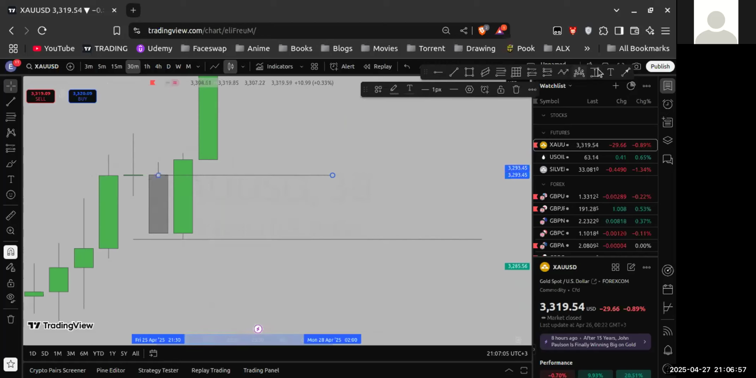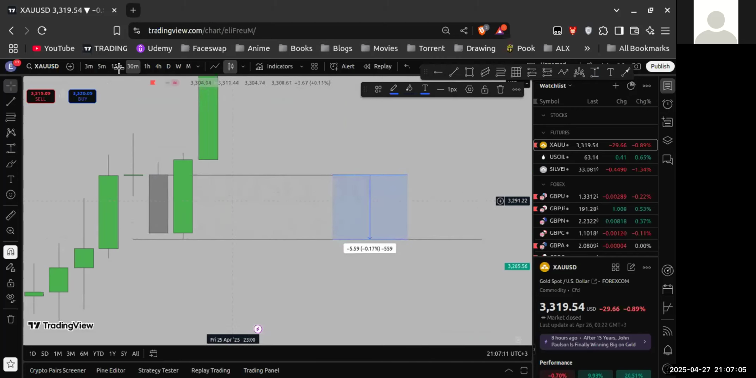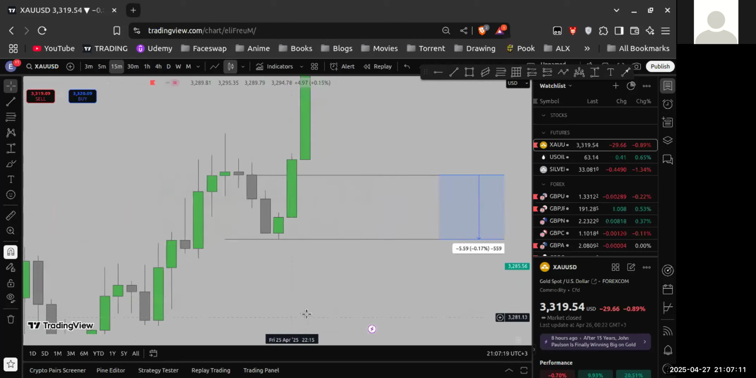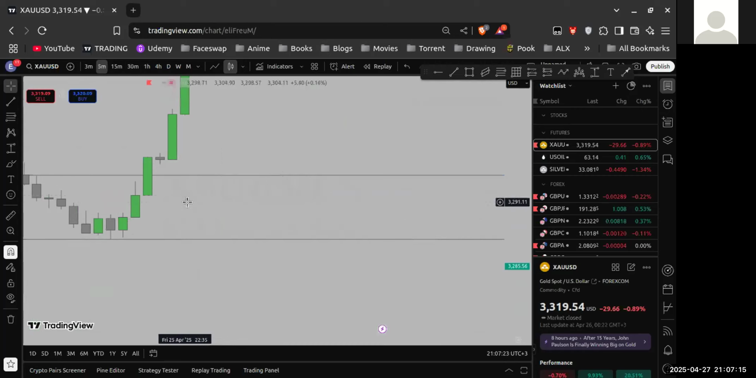I don't even know how many pips these are. Okay, this is 50 pips. We can refine it some more. Let's go to a lower time frame. If you get clean buys from here, we could actually be looking at holding it for quite some time.